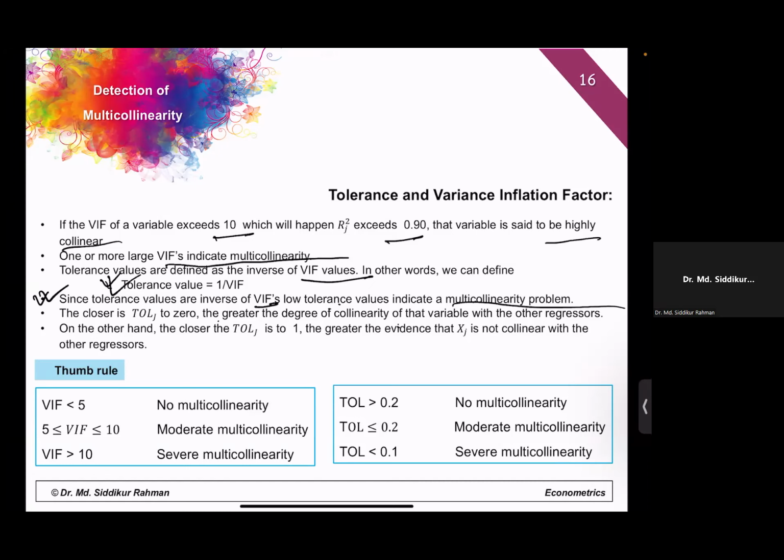What about the tolerance limit? Tolerance limit greater than 0.2, then there is no multicollinearity. If it is less than or equal to 0.2, then it is called moderate multicollinearity. And if it is less than 0.1, that is called the severe multicollinearity.